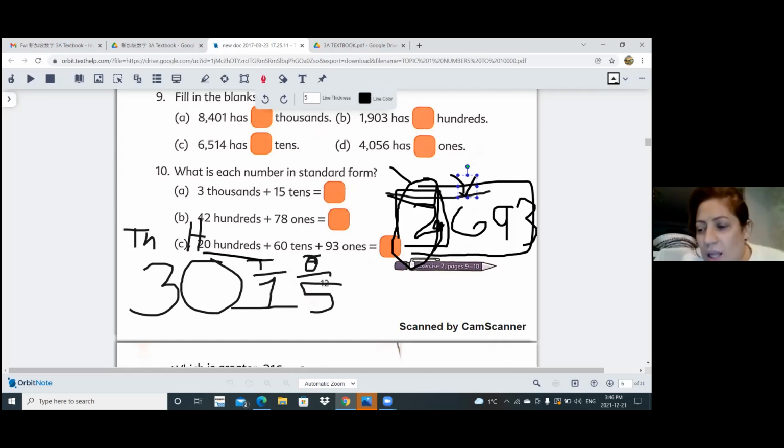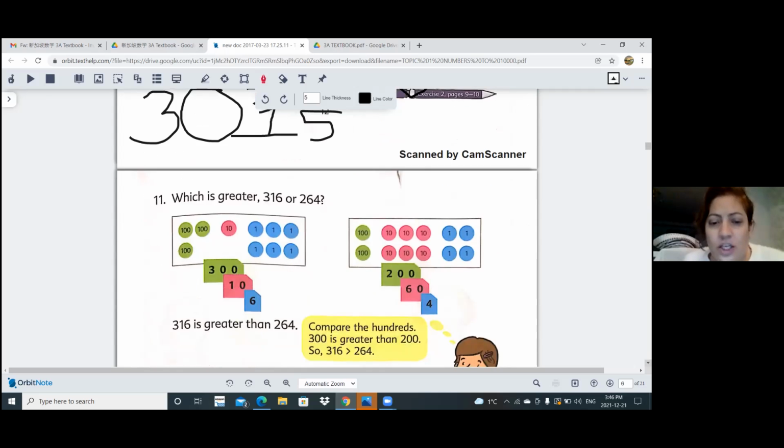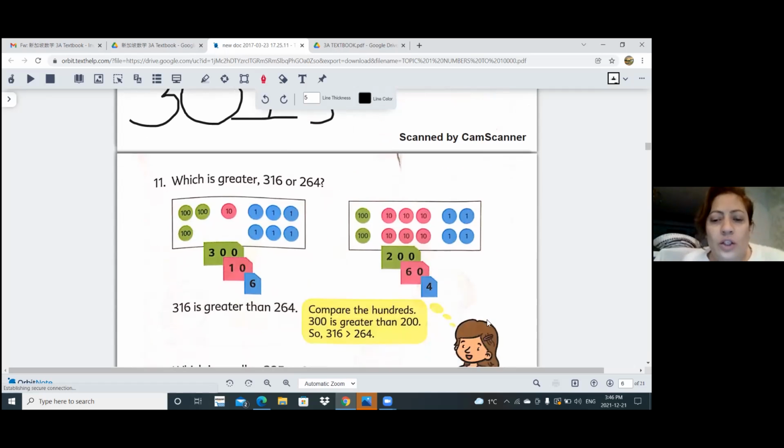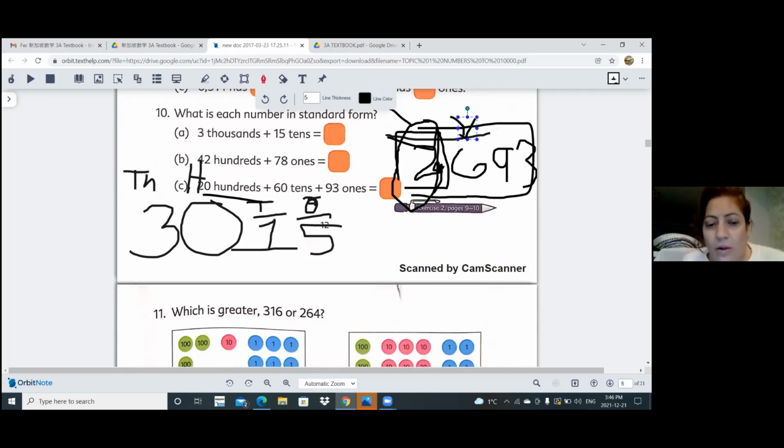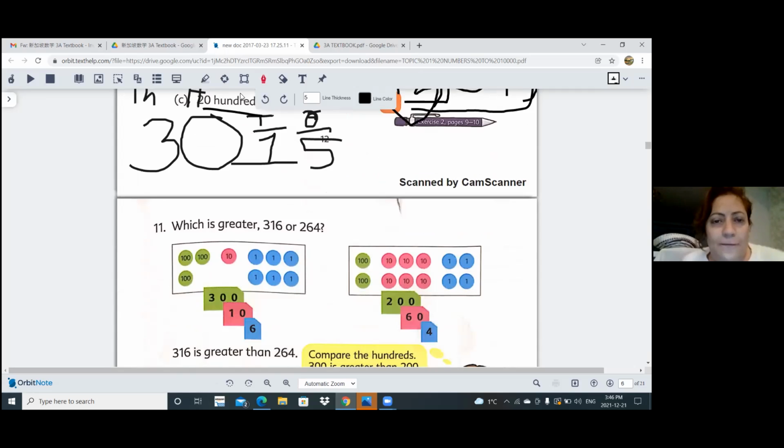Okay, let's go now to the next page. I want you guys to look at these 2 boxes. Michael, I'm going to get you to look at this first box. And Arthur, I'm going to get you to look at the second box. So Michael, look at this box here. Arthur, look at this box. Arthur, what number do you have? Your box is showing what number?